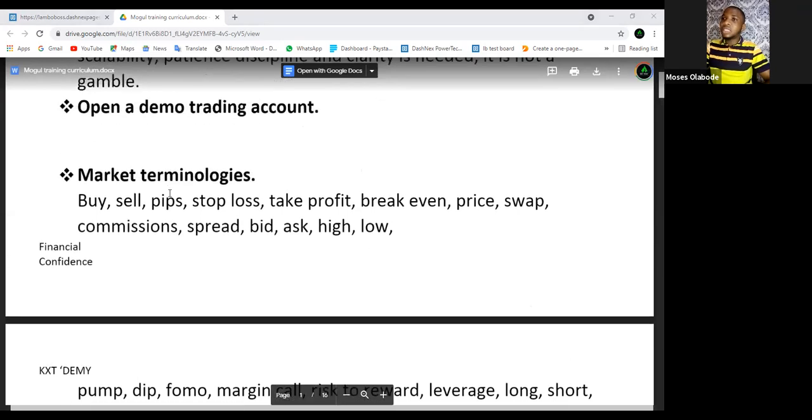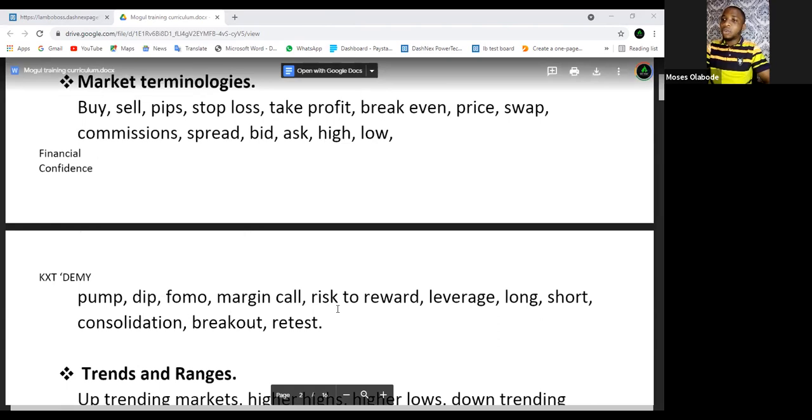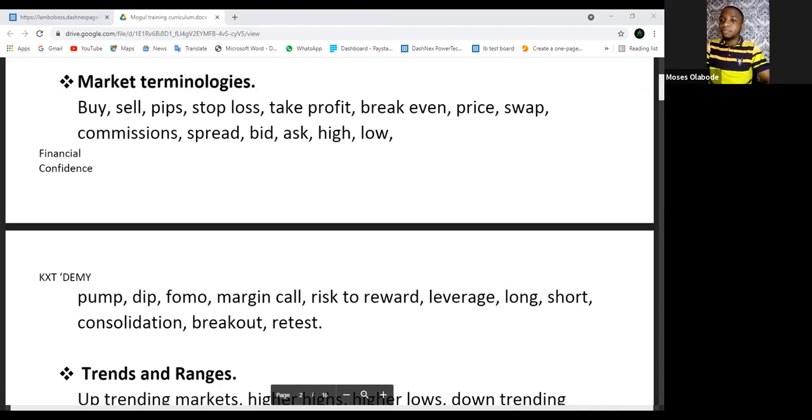All right, great. So this is the next thing, market terminologies. Okay. Let me open the part here. Market terminology. So we have buy, sell, pips, stop loss, take profit, break even, price swap, commission, spread, bid, ask, high. We have pump, dip, FOMO, margin call, risk to reward, leverage, long, short, consolidation, breakouts. We have dump also. We have pump, dump.